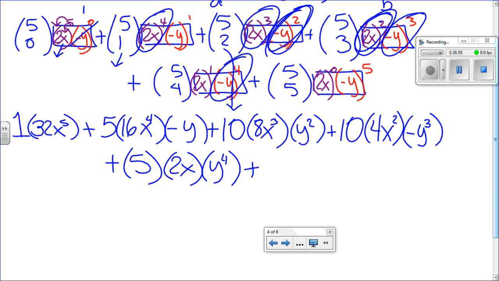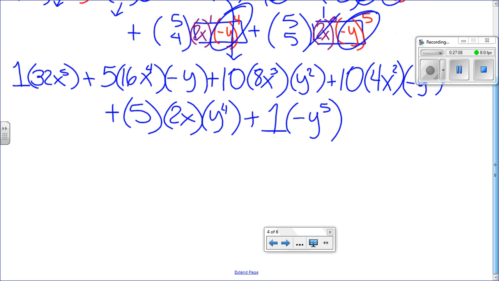The next one, 5 choose 5 is a 1. And then 2x to the 0 is a 1. And then this one has an odd power, so it's going to be negative. So negative y to the fifth. Now, yes, we are going to simplify more. So if we multiply here 1 times 32, of course, it's just 32x to the fifth.